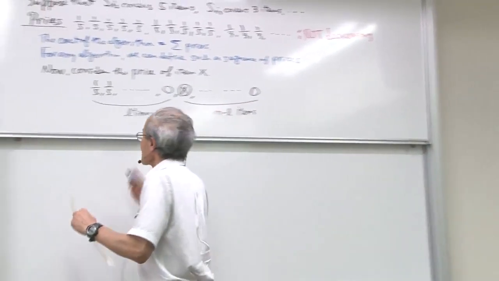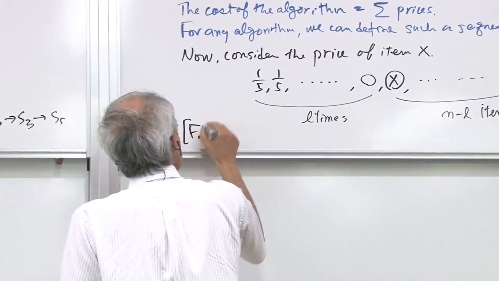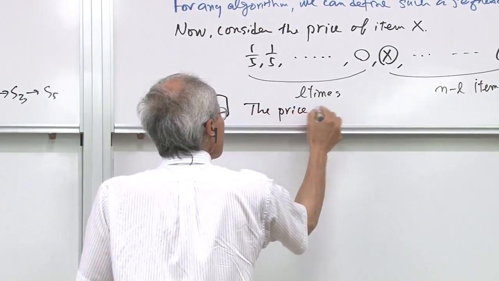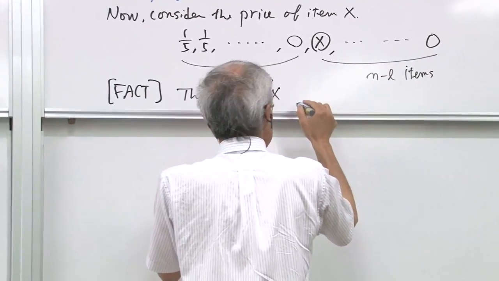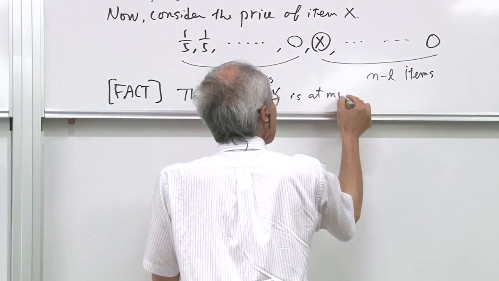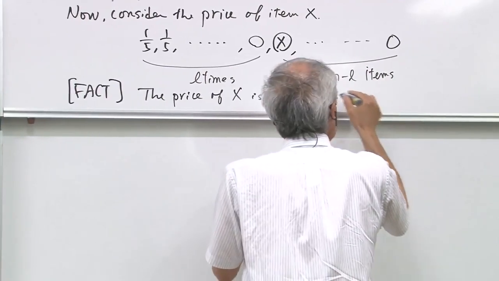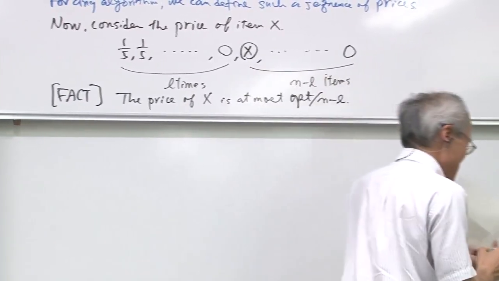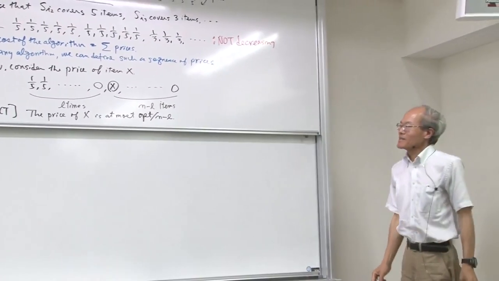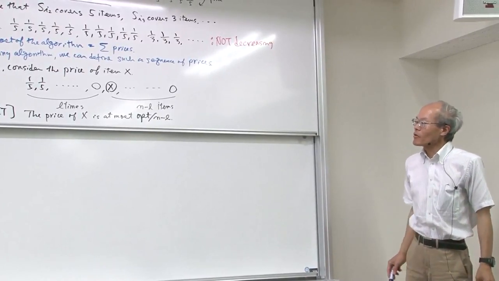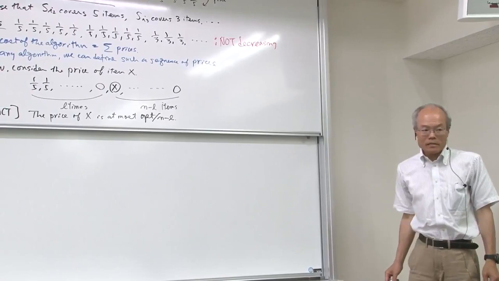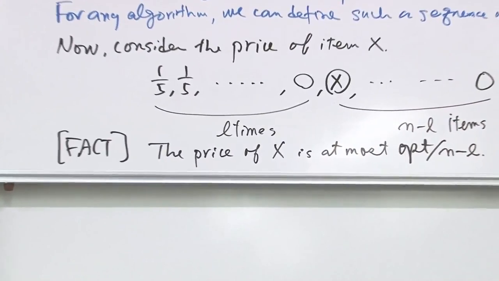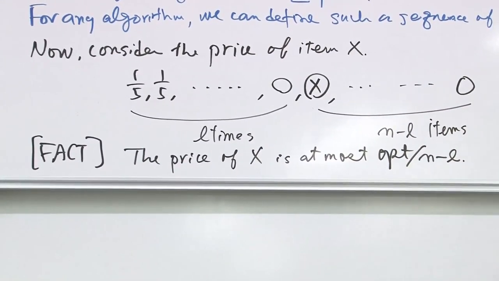Now, important fact. This is a key lemma. The price of X is at most the optimal cost divided by N minus L. N minus L is the number of remaining elements. Okay, why?